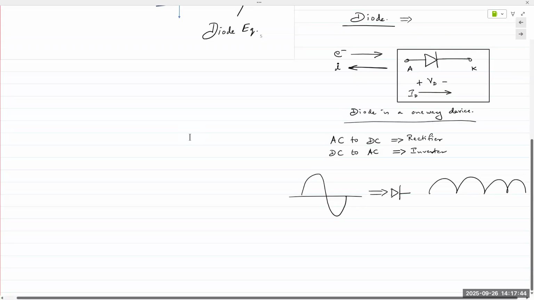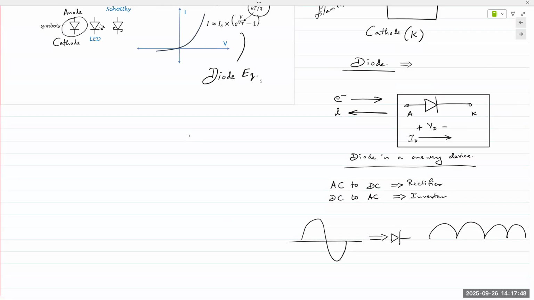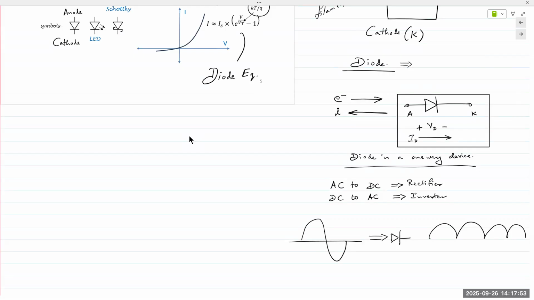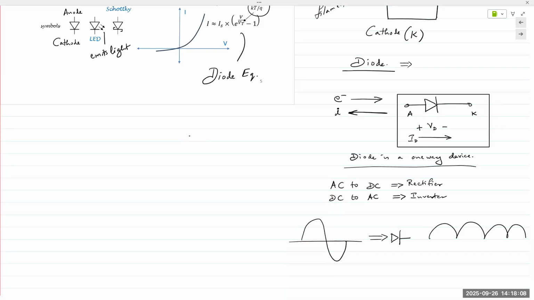Okay. And so this is the symbol for a regular diode. If you have arrows coming out of the diode, that indicates that it is emitting light. Hence, we get LEDs or light emitting diodes. That's the full form for LEDs, light emitting diodes.